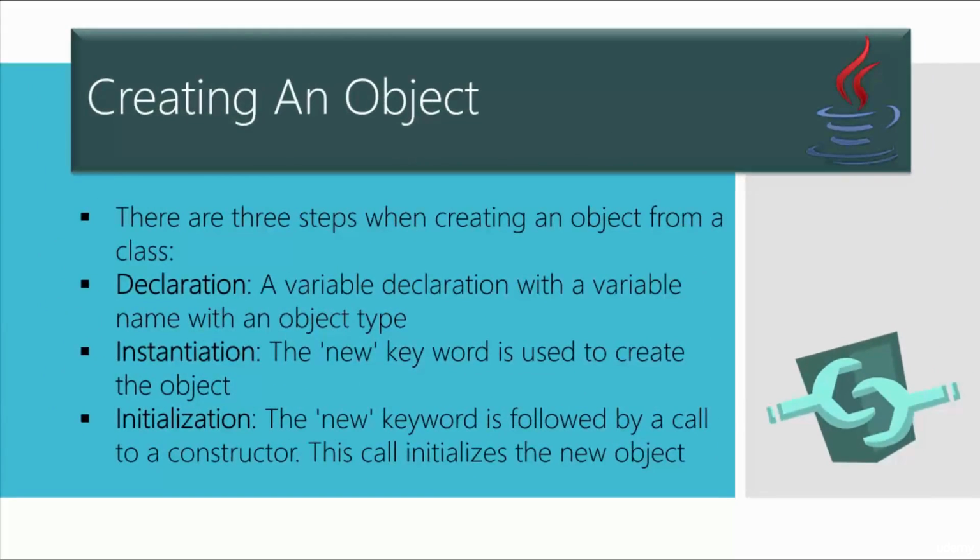Now, how do we go about creating an object in a Java program? There are three steps that you have to remember when creating an object from a class. First is the declaration: a variable declaration with a variable name with an object type. Next is the instantiation. The new keyword is used to create the object, and then the initialization. In other words, that new keyword is followed by a call to a constructor, and this call initializes the new object. So just the basic rule of creating an object from a class.